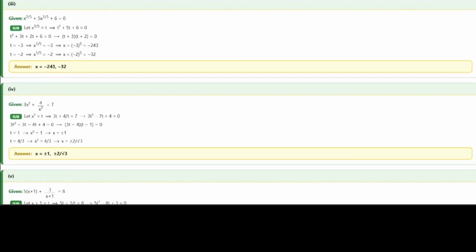Moving on to the third part, here we have x power 2 by 5 plus 5x power 1 by 5 plus 6 is equal to 0.